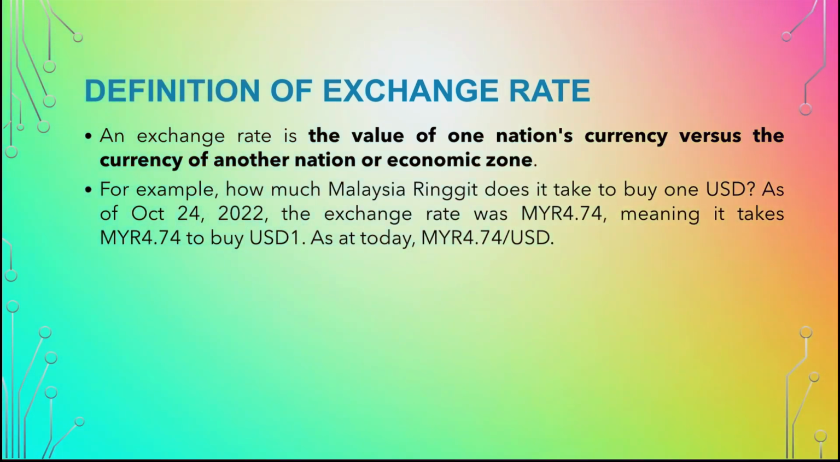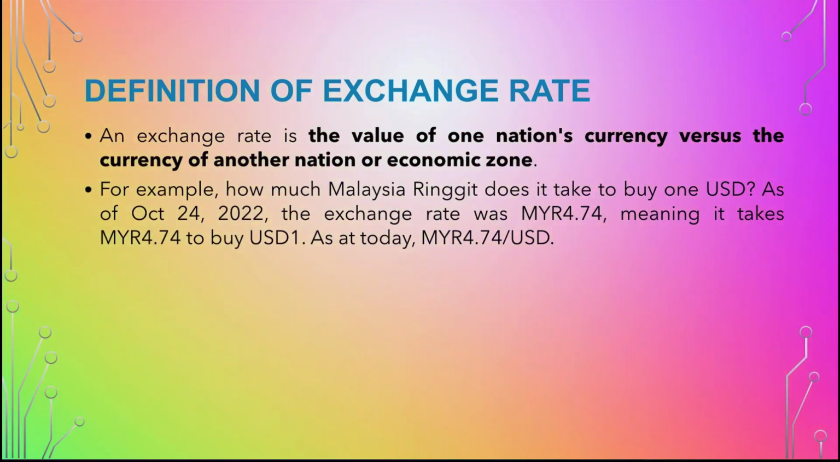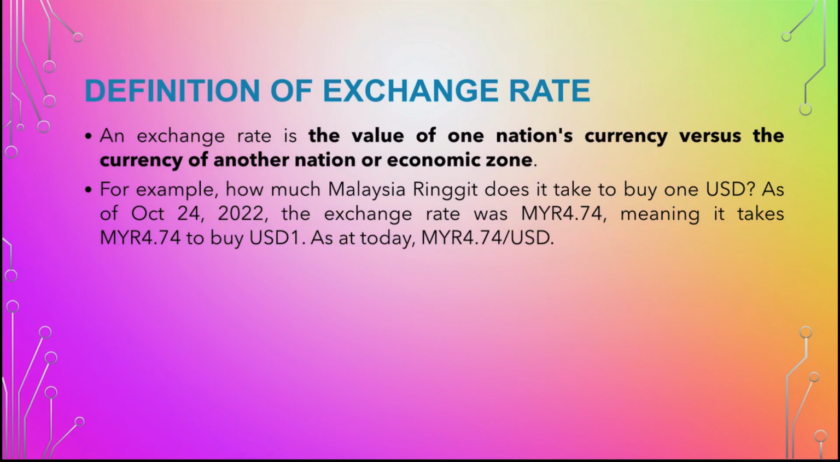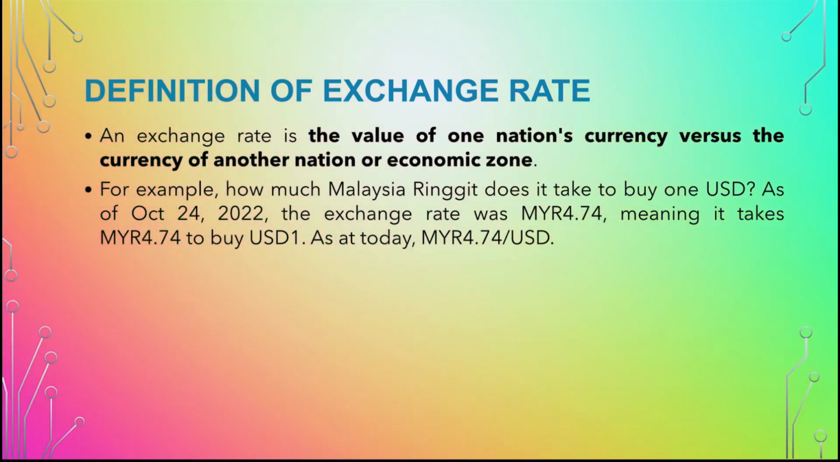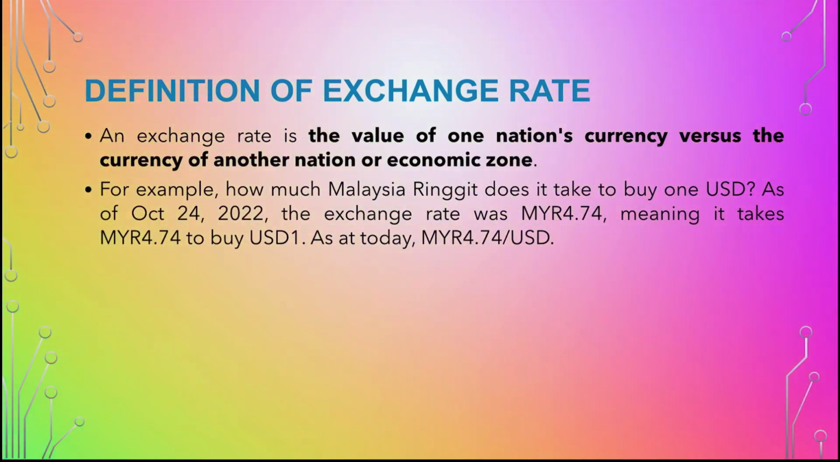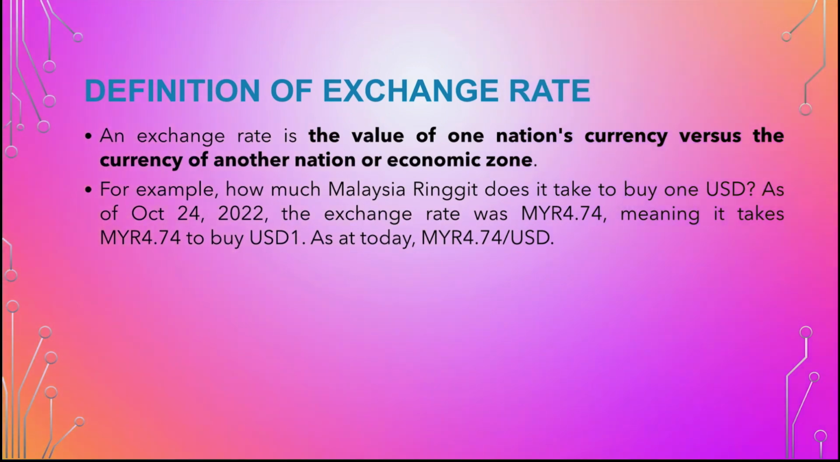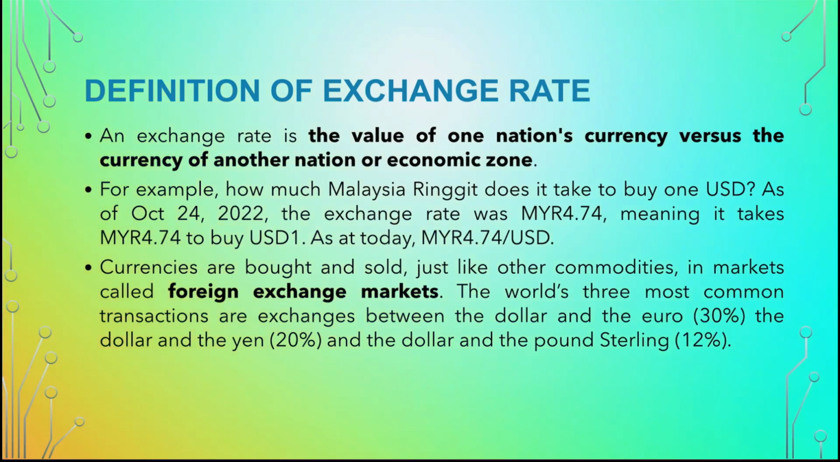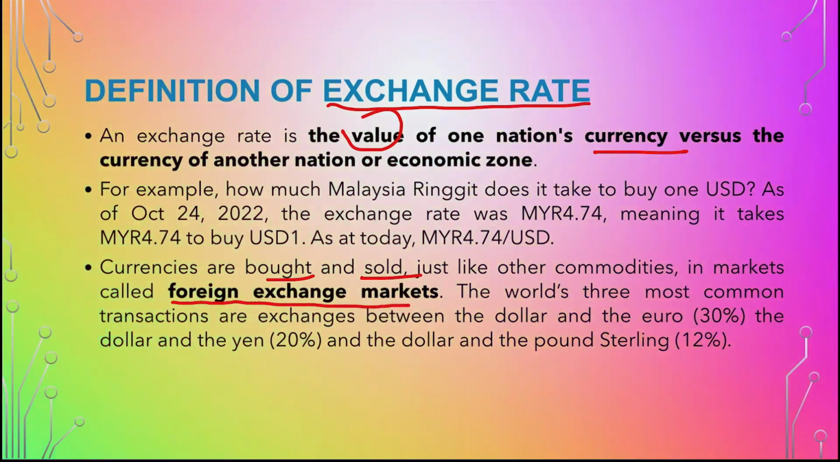For example, how much Malaysia ringgit does it take to buy $1? As of October 24th, 2022, the exchange rate was 4 ringgit and 74 cents, meaning it takes Malaysia ringgit 4.74 to buy $1, as we quote Malaysia ringgit 4.74 per $1. Just like other commodities, currencies also are bought and sold. In the market, we call it the foreign exchange market.